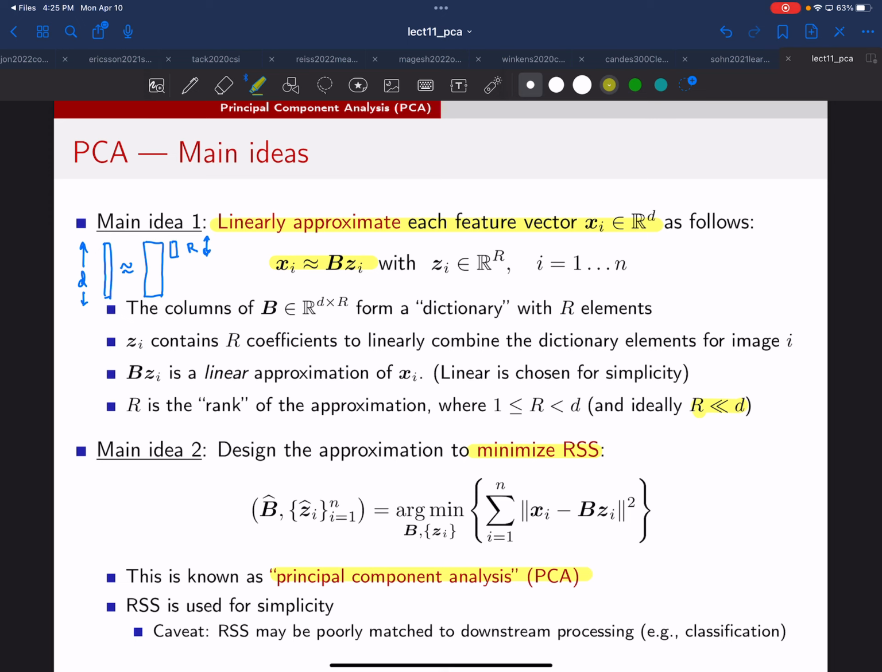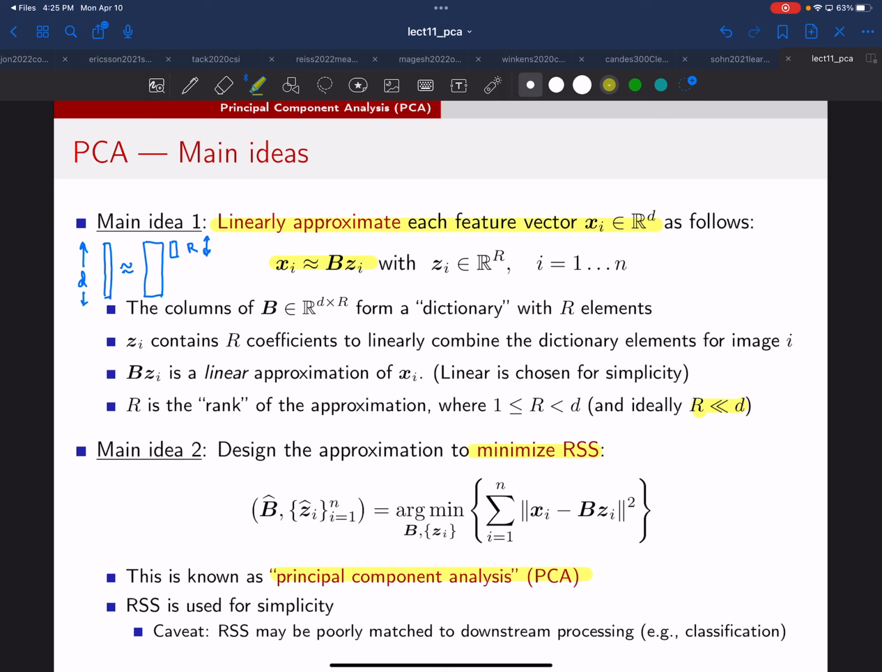We're using RSS for simplicity. Maybe you would say, what if I want to do mean absolute error? Wouldn't that work better in some cases? Well, unfortunately, even if it would work better, you can't really derive anything in that case. So the combination of linearity and the 2-norm gives us tractable solutions where we can actually derive stuff.